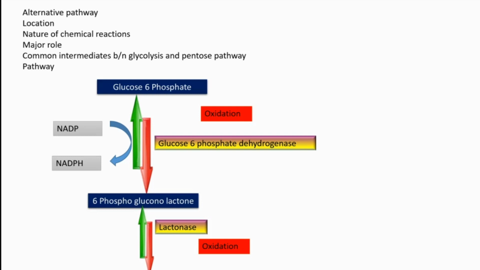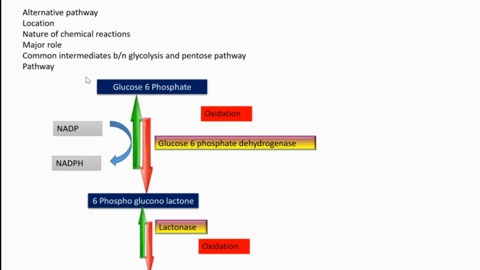So in that sense, we can very well understand the significance of ribose 5-phosphate. Since ribose 5-phosphate is contributed through this pentose phosphate pathway, it is that much important. That's a major role of the pentose phosphate pathway.